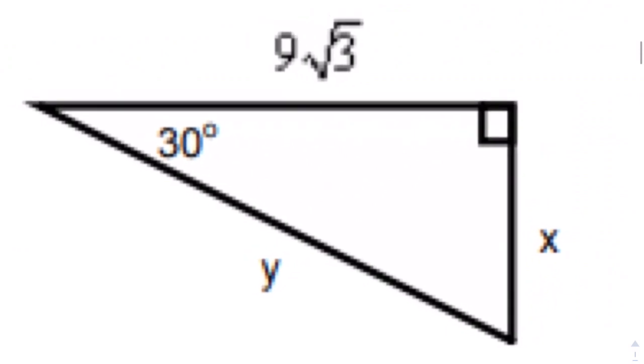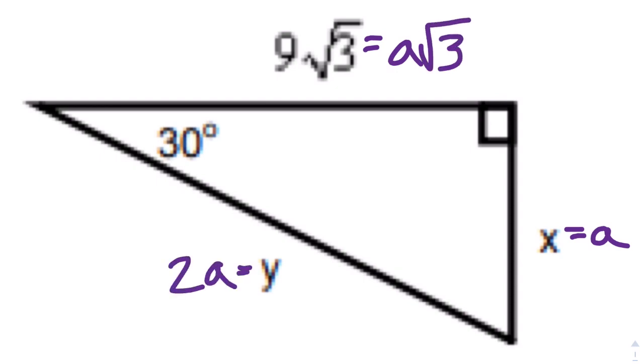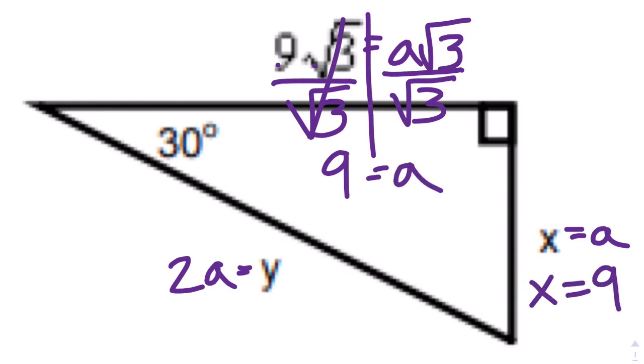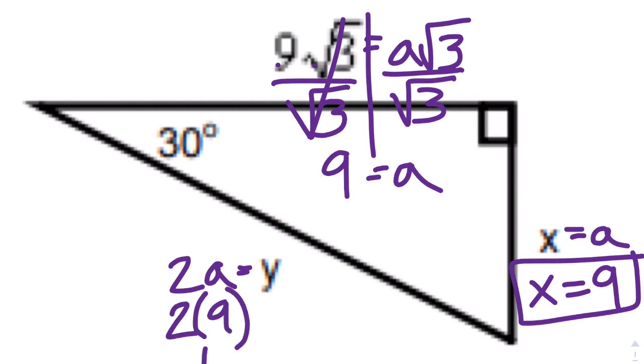Next example, again, shortest side is the a, longer side is a root 3, hypotenuse is 2a. I'm going to start with the number they gave me. They gave me the 9 root 3, so I'm going to solve for a. Divide by root 3, and look at what happens. They cancel out, and we get 9 as a. That means wherever a is, I plug in a 9. So x is 9, 2 times 9, 18 is my y.